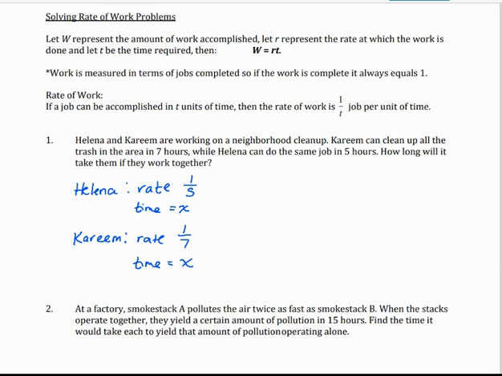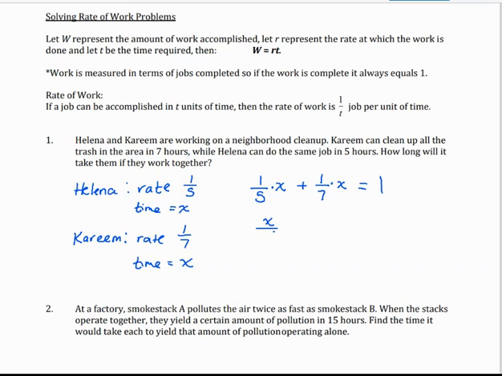Now, what does that mean? We want to actually put their work together to get the job done. So I'm going to first represent Helena's work. Work is rate times time. So Helena's is her rate times time. This expression represents the amount of work Helena will get done. Now they're working together, so I'm going to add Kareem's work. His is his rate times time. Together, these two amounts of work that they get done is getting the job complete, so it has to equal 1. And so now we go ahead and we solve this.